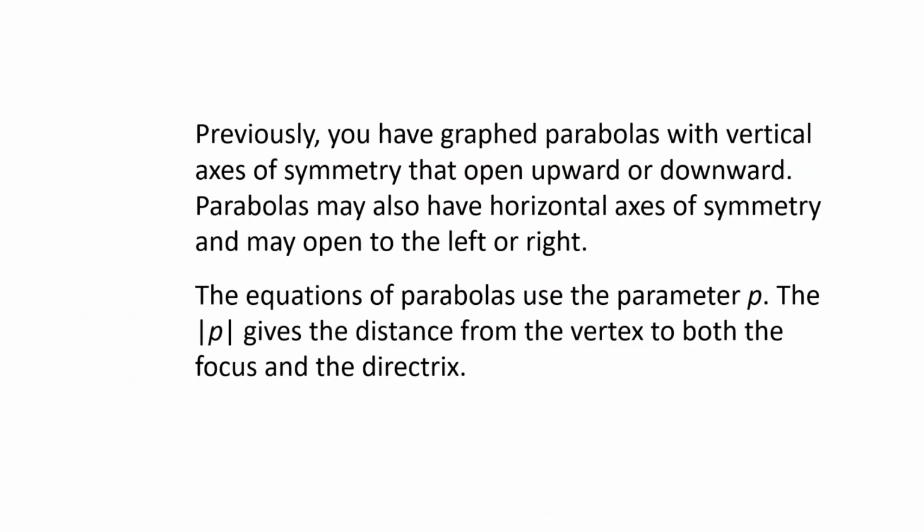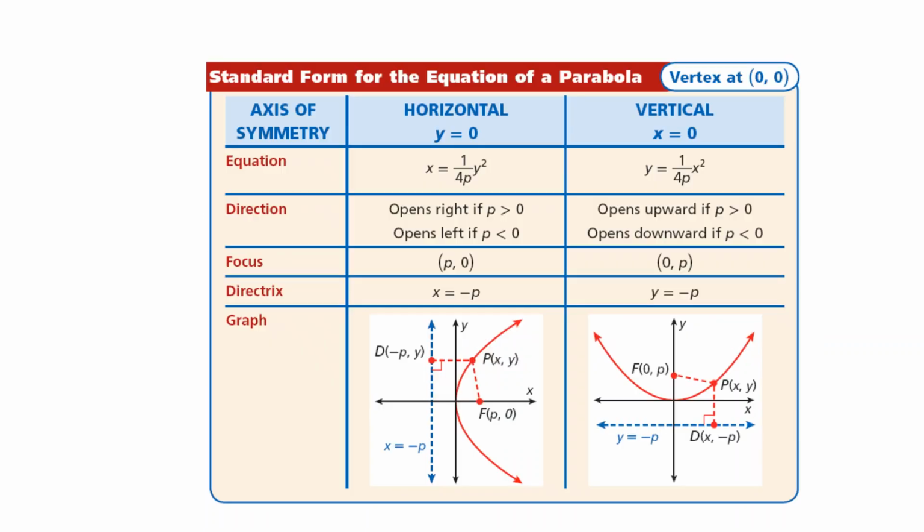All right, previously you have graphed parabolas with a vertical axis of symmetry that open upward or downward. Parabolas may also have a horizontal axis of symmetry and may open to the left or right. The equations of parabolas use the parameter p. The absolute value of p gives the distance from the vertex to both the focus and the directrix. Let's see what that means.